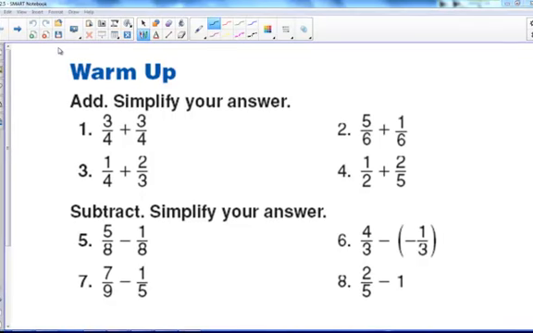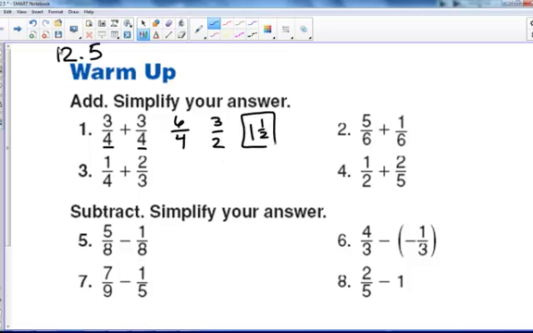We are going to move forward with Chapter 12, Section 5. And just a quick reminder, when you add fractions, if the denominator is the same, 3/4 plus 3/4 would add to give you 6/4. You can reduce that to 3/2, which is 1 1/2. It's probably your best answer, or the most reduced fraction.